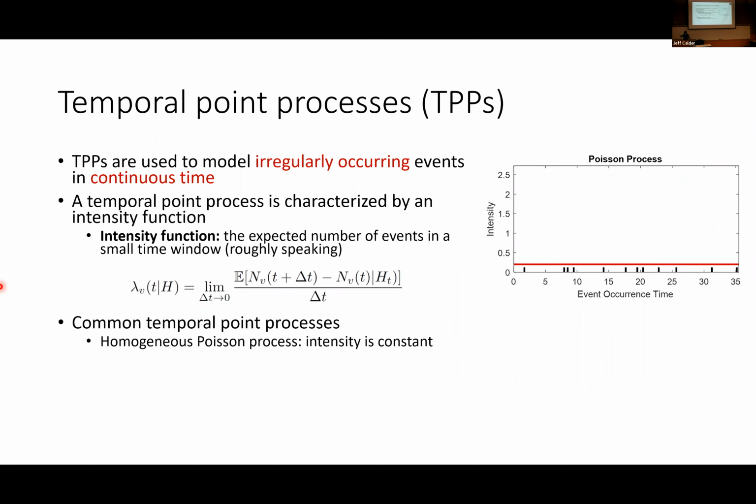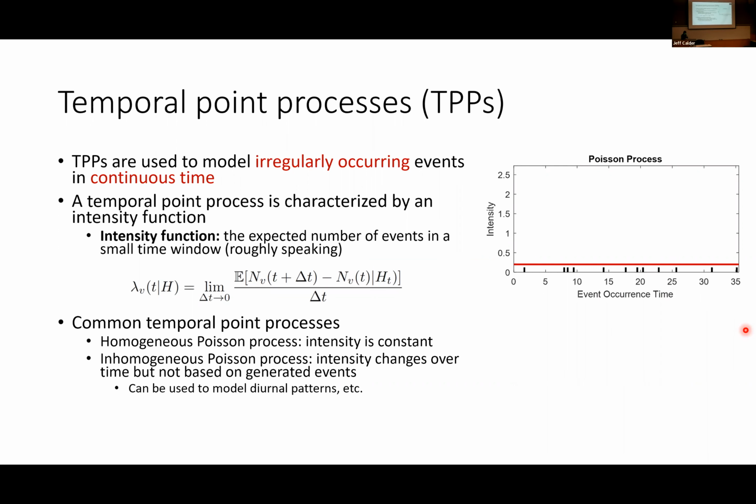And there are many temporal point processes that are used in practice. So the most common one is a homogeneous Poisson process, where this intensity is constant. So the red line here is the intensity. The little black lines here, these are the times at which events occur. People use inhomogeneous Poisson processes where you allow this intensity to change over time. This can be used to model things like diurnal patterns. So if you're trying to model cars arriving into a parking garage, maybe this process will have a peak here around 9 o'clock or whenever people get to work.